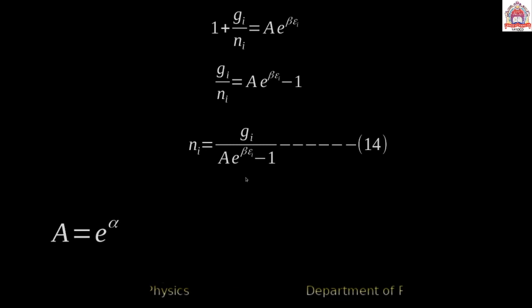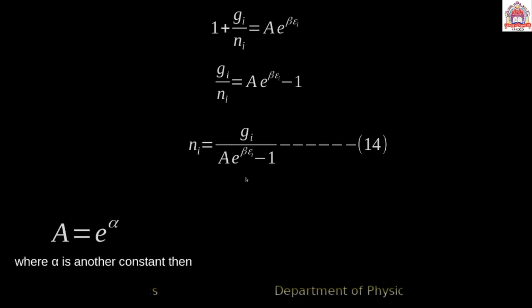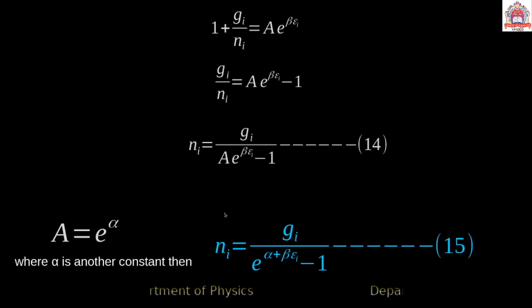with the bosons. Here the term A is equal to e raised to alpha, where alpha is another constant, then it becomes n_i is equal to g_i divided by (e^(alpha plus beta epsilon_i) minus 1). This is the Bose-Einstein distribution law. In many applications, the Bose-Einstein distribution law is used in this form.